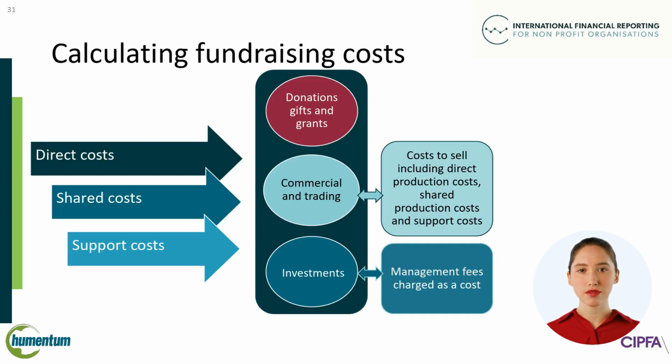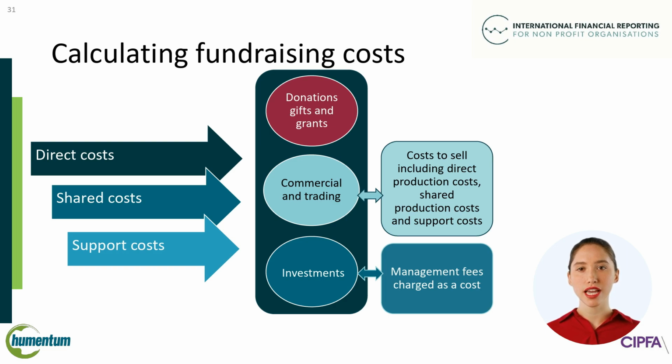To calculate fundraising costs, NPOs may need to allocate costs to each of these activities. INPAG requires the use of the attribution methods identified in Part 2 of Section 24 for the classification of expenses. This means that fundraising costs will be comprised of their direct costs, shared costs, and support costs.